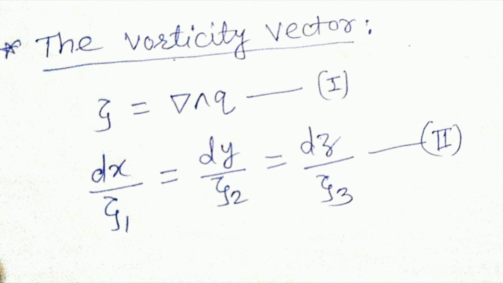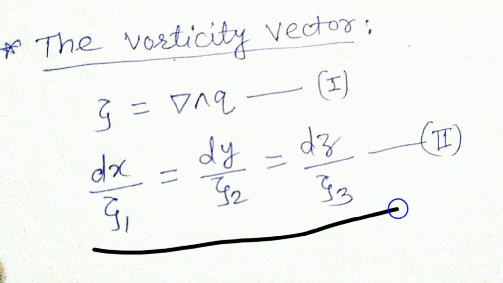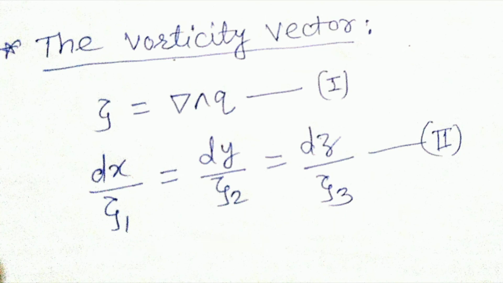A vortex line is a curve drawn in the fluid such that the tangent to it at every point is in the direction of the vorticity vector zeta. If the Cartesian components of zeta are zeta 1, zeta 2, zeta 3, then the equations of the vortex lines are given by dx upon zeta 1 is equal to dy upon zeta 2 is equal to dz upon zeta 3. Suppose this is the equation second.